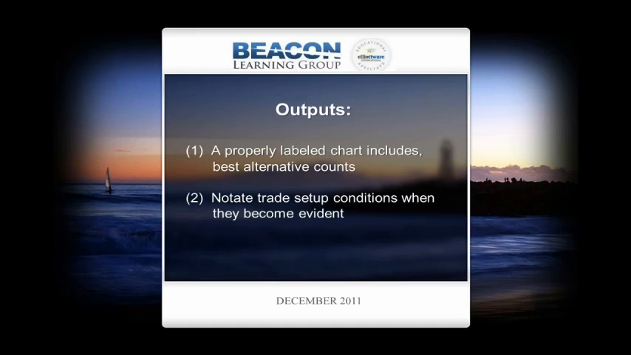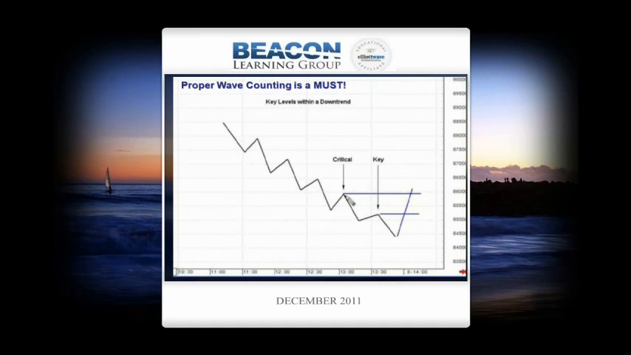Notate trade setup conditions when they become evident, and be prepared to enter a trade at the proper time. Here's a situation, and this is an interesting slide, I think, in the sense that the obvious would be that if we have an impulse wave, because there's no overlapping in that big wave coming down, the way it looks, it must be a 3-wave, and therefore the next wave must be a 4-wave.